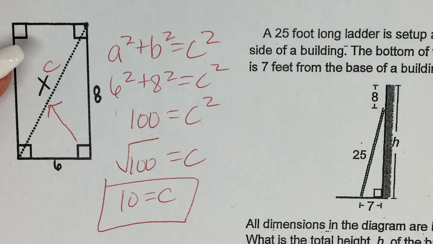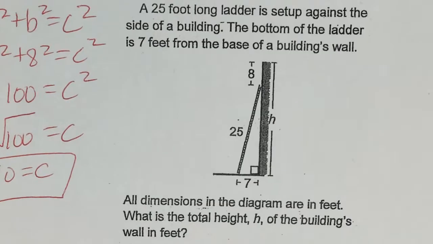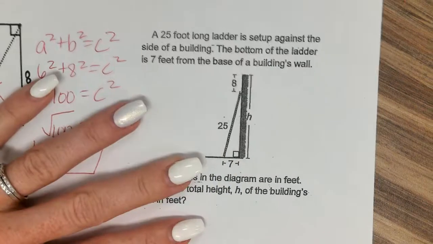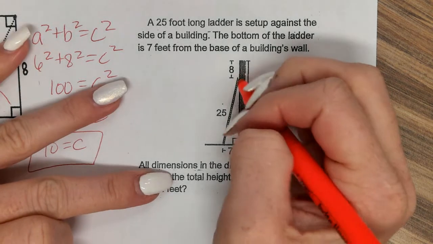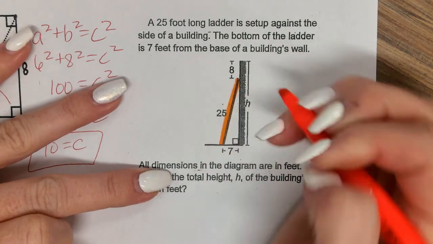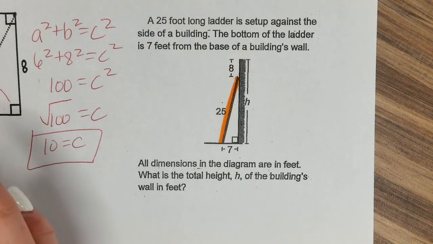This last example is a real life example, and it was actually on the STAR test. So I want to make sure y'all see it multiple times and that you understand what it's asking for. Now, how many of you look at that picture and what do you see right away? I see a right triangle. Does everybody see it? Yes or no? Let's read it. It says, a 25-foot long ladder is set up against the side of a building. So everybody look, where's the ladder? Right here. Everybody agree? Yes or no?